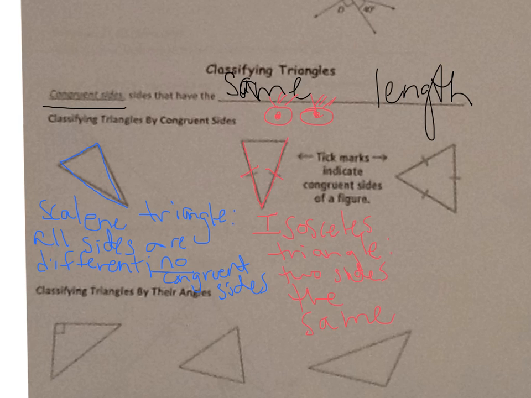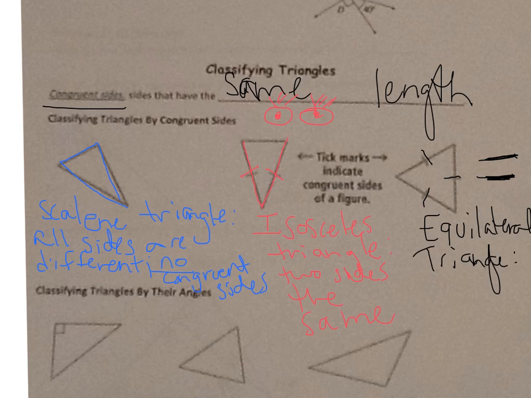And then the third triangle that we have here, we see there are three tick marks, which means all three sides of that triangle are exactly the same length. They are all equal. So the way that I think of this one is all the sides are equal, so it's called an equilateral triangle, which again means all three, of course, because a triangle has three sides, all three sides are congruent or the same.